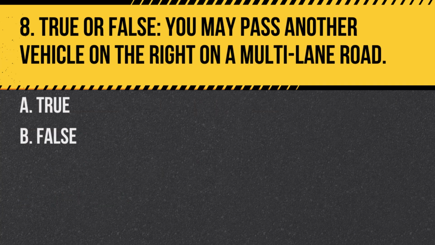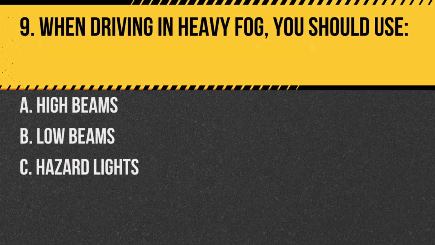Question 8. True or false? You may pass another vehicle on the right on a multi-lane road. A. True. B. False. Answer. A. True. You may pass on the right on multi-lane roads if conditions allow and it is safe to do so.